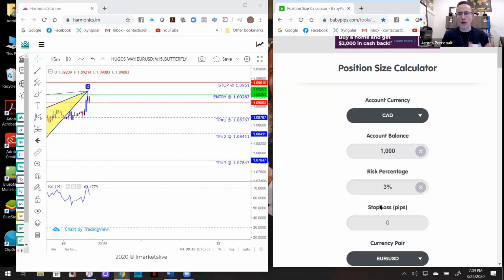So if you're not too sure what that is, it's literally the distance between the entry and the stop. So you can do the quick math: this entry number minus this number, and you get the distance in pips. Or there is a ruler calculator here. You can click on the ruler calculator.